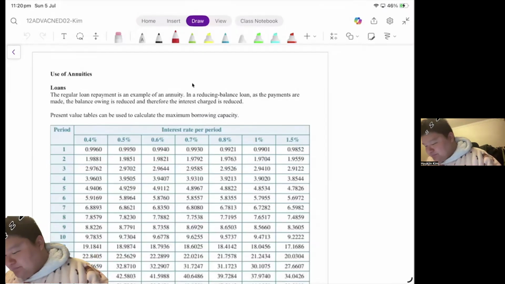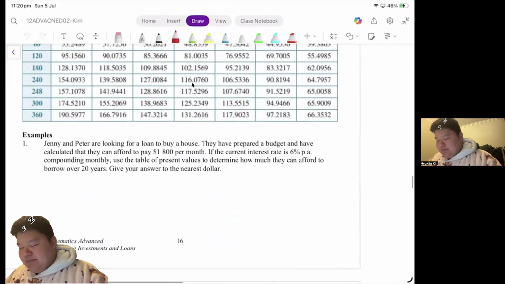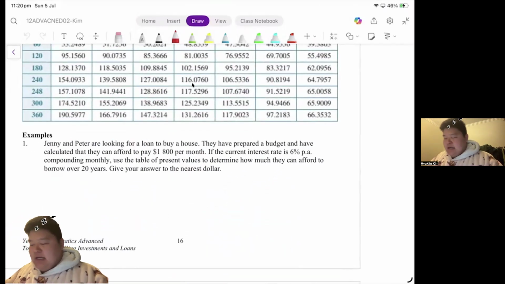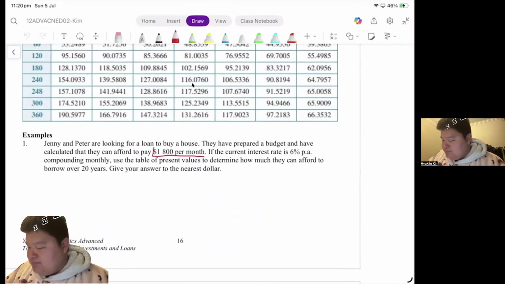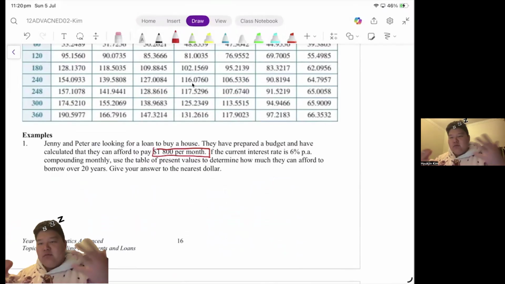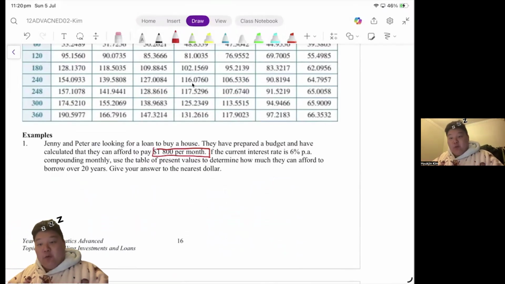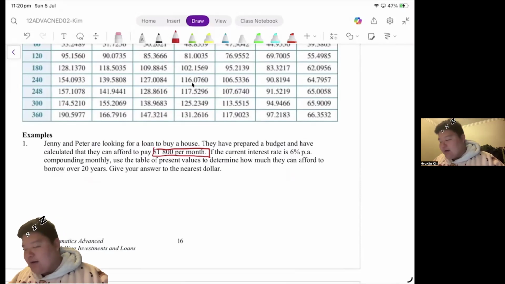Stuff like that, right? Now, example 1 here, Jenny and Peter are looking for a loan to buy a house. They have prepared a budget and have calculated that they can afford to pay $1,800 per month. Realistically, this is how that works, right? Oh, look, I'm trying to buy a house. I know I can save or make extra $1,800 a month. How much can I realistically borrow to buy a house?